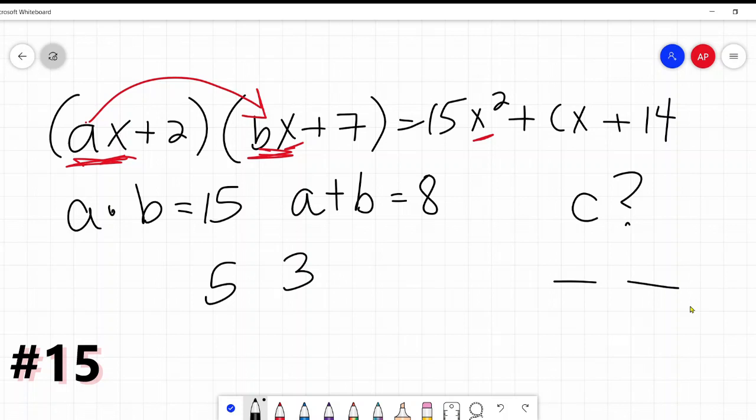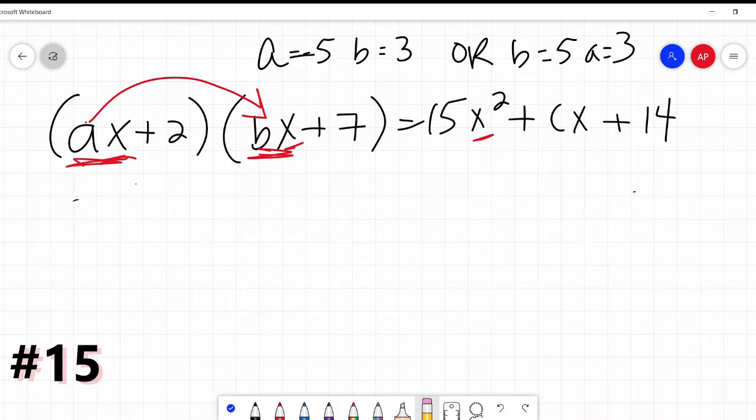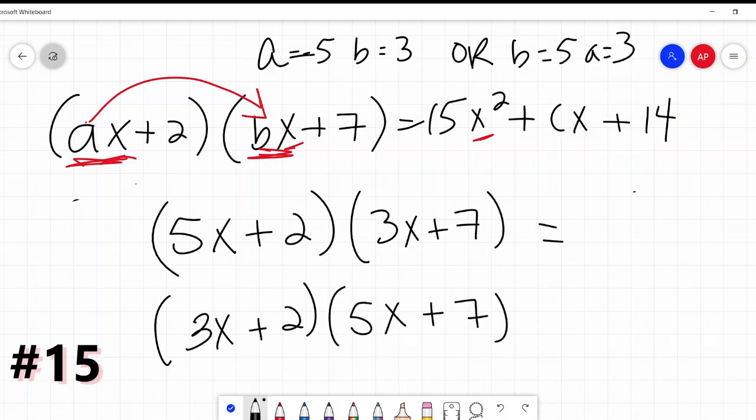It's 5 and 3. So now I know that either A is 5 and B is 3, or B is 5 and A is 3. It doesn't matter how I write it. Same difference. Okay, so they want to know what C is. Well, let's plug those things in there and see what would happen. If I put in 5 for A and 3 for B, or 3 for A and 5 for B, what will C be?